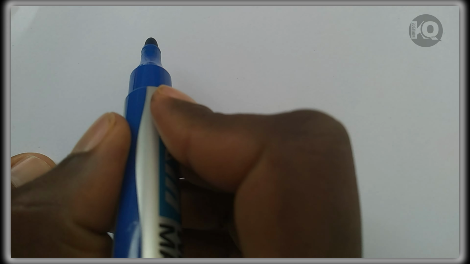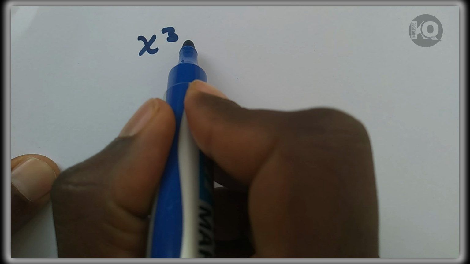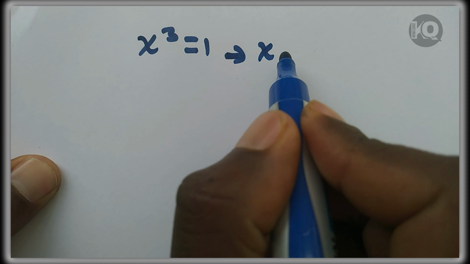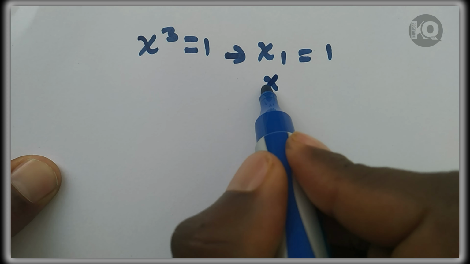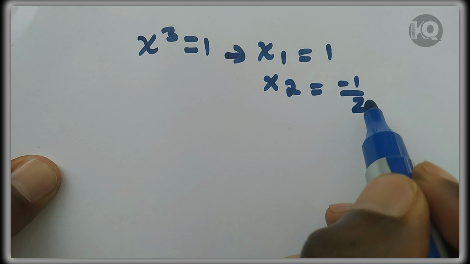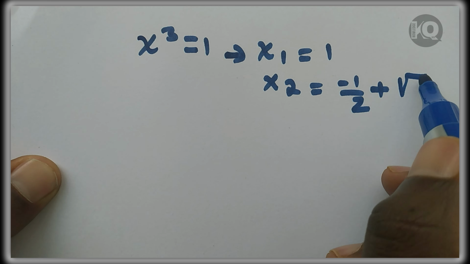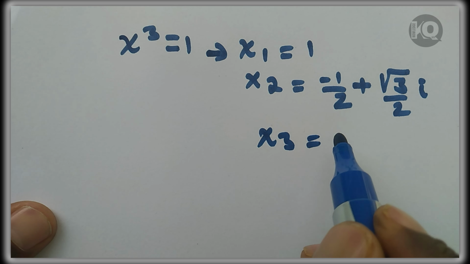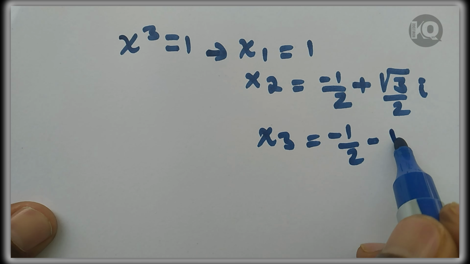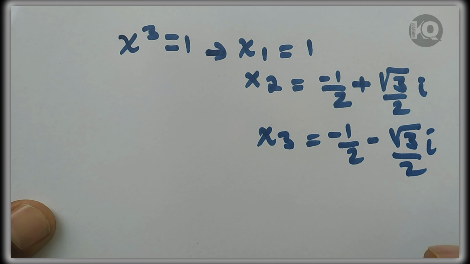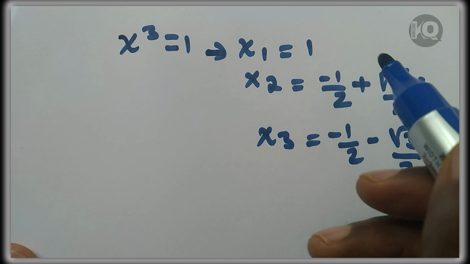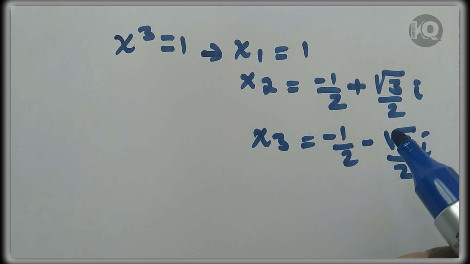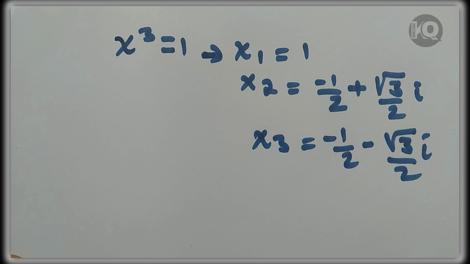So our final solutions for x cubed minus 1, which is x cubed equal to 1, are x1, which is equal to 1, x2, which is equal to minus 1 over 2 plus the square root of 3 over 2 i, and x3, which is equal to minus 1 over 2 minus the square root of 3 over 2 i. So this one is a real solution, and the two, x2 and x3, are complex solutions. And also we can graph these solutions on a complex plane.